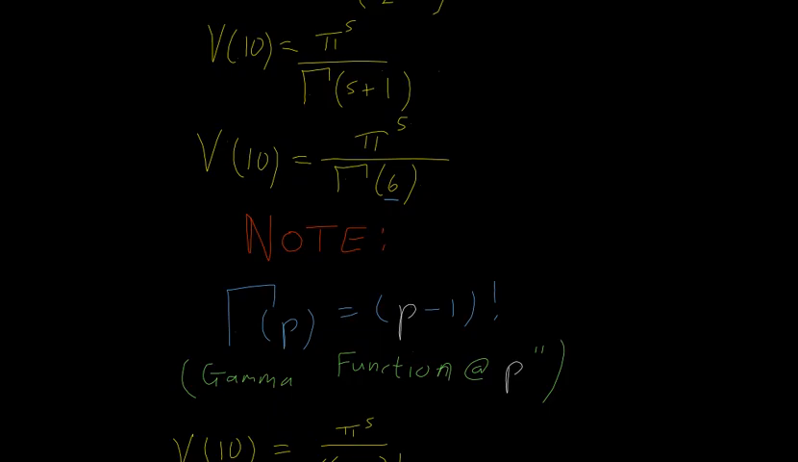And then 5 factorial should be 5 by 4 by 3 by 2 by 1, which is pi to the fifth over 120. If we were to put that in a calculator, we get 305.244 divided by 120, which is 2.54. So the point of this calculation is to verify that the volume is 2.54. So we figured out that the volume of a 10-dimensional hypersphere is 2.54 units.